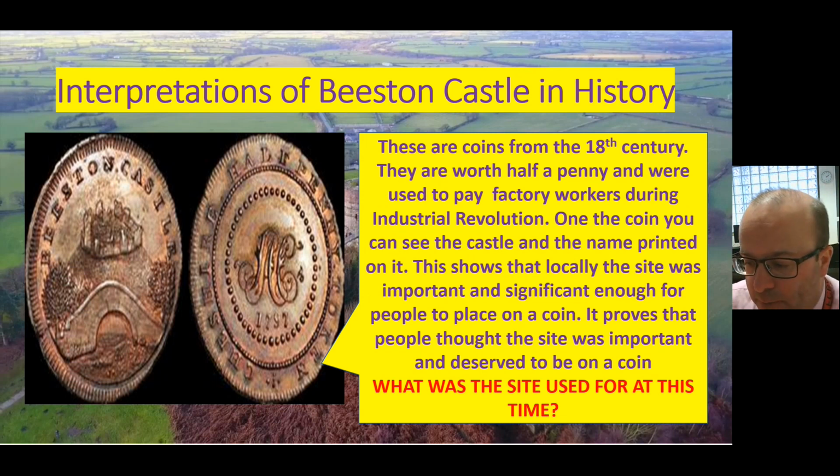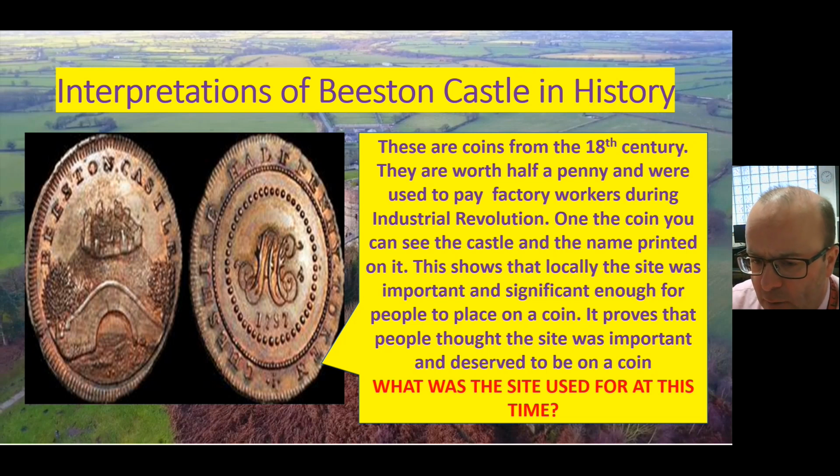On the screen now are two coins, two bronze half pennies. Those coins were used to pay industrial factory workers in the 1800s. And on the left coin, you can see clearly the name Beeston Castle, and you can see a picture of the castle. At this time, the castle was not in use. It had been slighted after the Civil War, but yet people locally felt the castle was so important, they wanted to put it onto a coin.